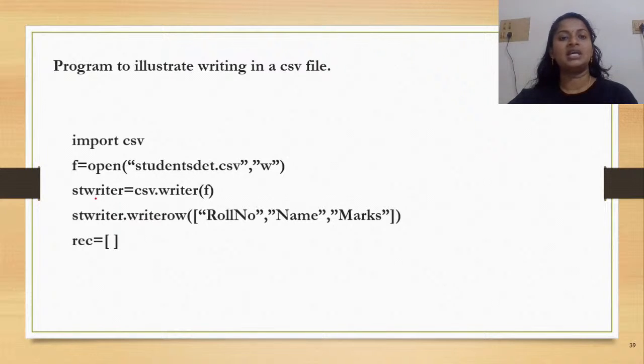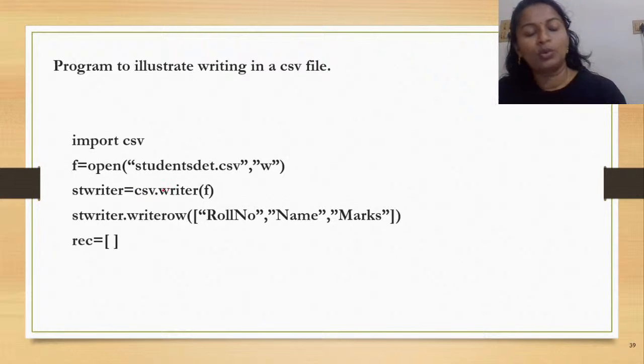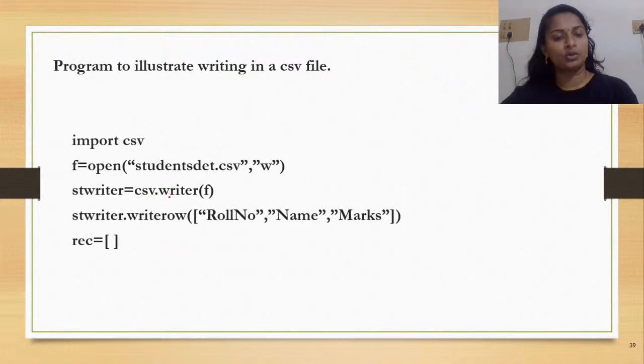How do you open it? f is equal to open of students.det.csv, and which mode? Write mode, because you're going to write onto the CSV file. Now, what are we going to do? The first thing that we are going to do is invoke the writer function. This writer function is defined in the CSV module. So how do you do it? csv.writer. You need to pass as argument what? The file object of our CSV file.